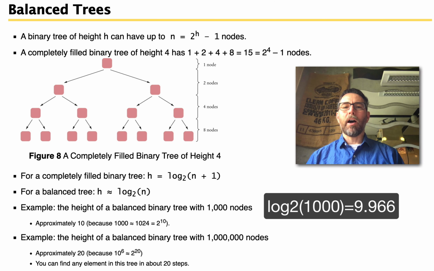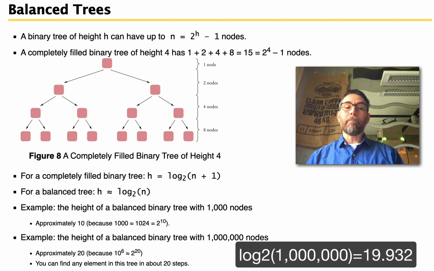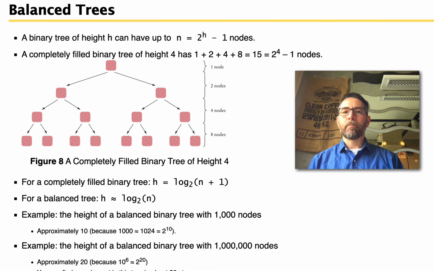tree of level 10 would have 1,023 nodes in it. The height of a balanced binary tree that has 1,000,000 nodes in it is about 20, because 1,000,000 is approximately 2 to the 20. And so that means that you can find any element in this tree with just 20 steps. That reflects that divide and conquer nature of a balanced binary tree.